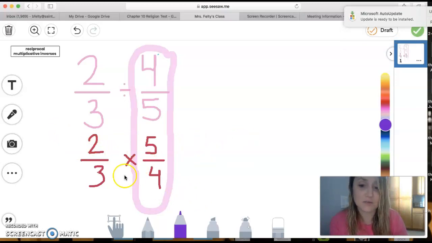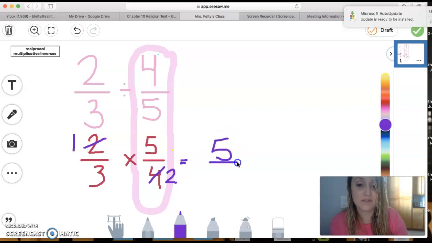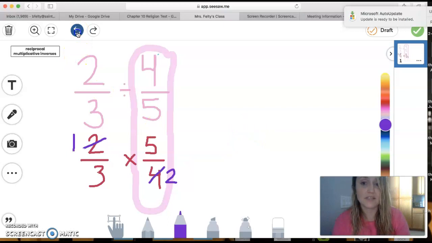But again, I like to work with smaller numbers, so I'm going to do the trick here. 2 and 4 have 2 in common. So 2 divided by 2 is 1, 4 divided by 2 is 2. And then when I multiply them out, I get 5 over 6. Okay, so if you didn't do the trick and you wanted to just multiply them out, you could get 10 over 12, and then you'd reduce the top and the bottom by 2, and you would still get 5 over 6. So either or.